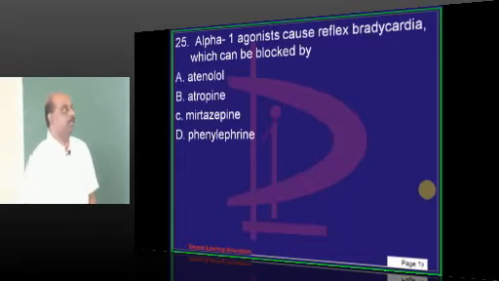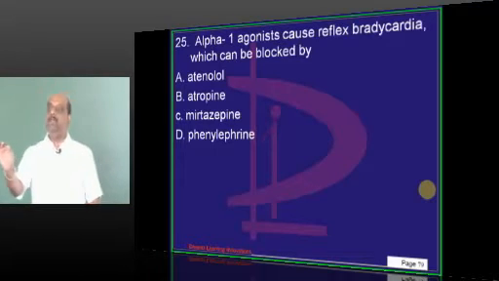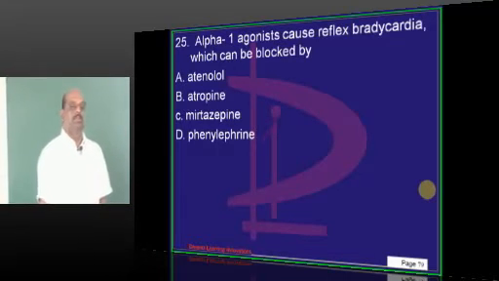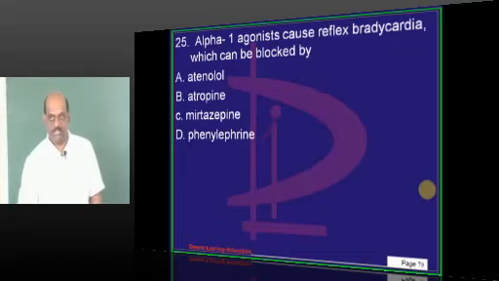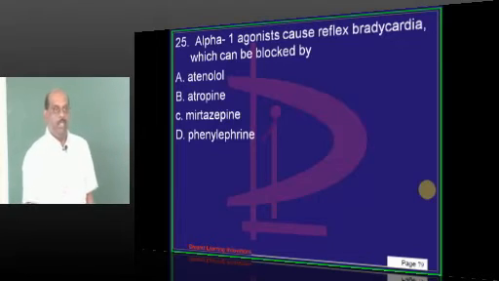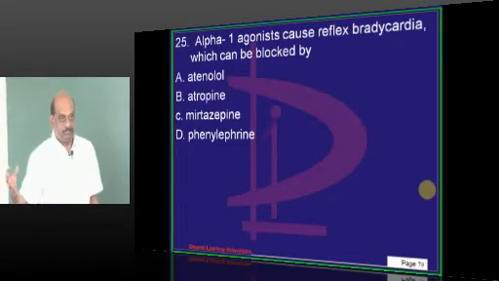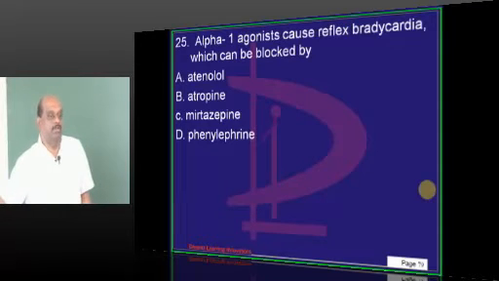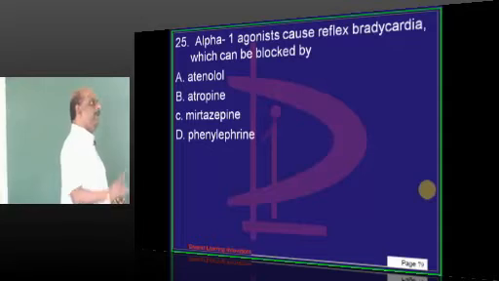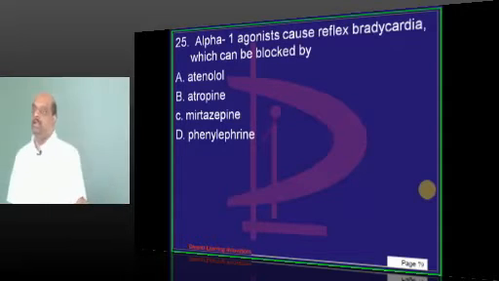So you have to be sharp. Alpha 1 stimulates vessels, vasoconstriction. Alpha 2, where is it located? Brain. Any stimulation of that will cause decreased sympathetic outflow, and that's the reason it is antihypertensive in nature. Beta 1 is there in the heart. Its stimulation leads to tachycardia.